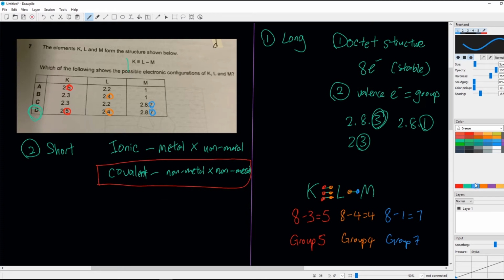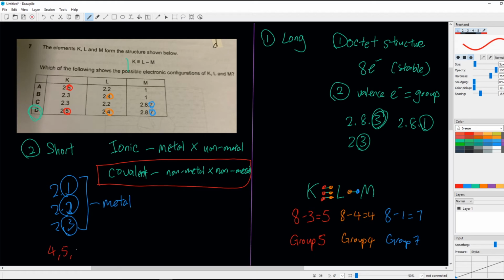That also means that for any last valence electron number, like 2.1, 2.2, 2.3, the last number of 1, 2, and 3, as long as it is 1, 2, or 3, they will be considered metal. If there are 4, 5, 6, 7, 8, they will be considered as non-metal. By that logic, we just have to eliminate anything with an ending number that's 1, 2, or 3.